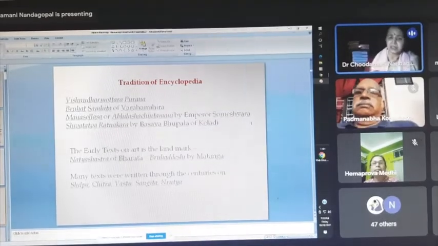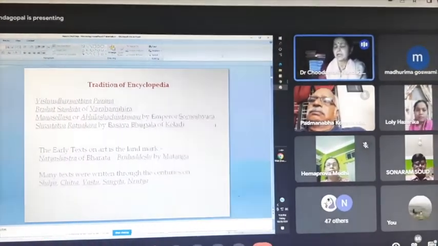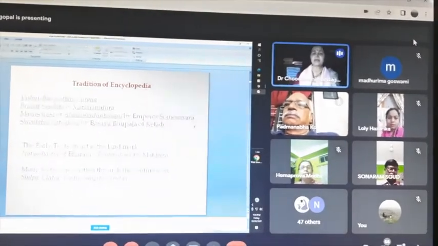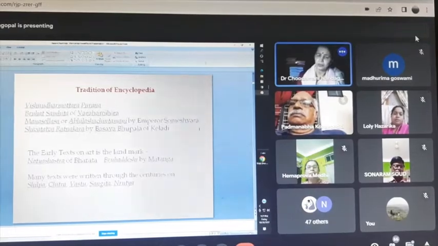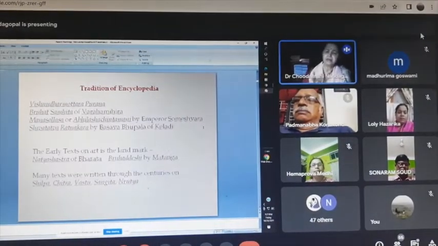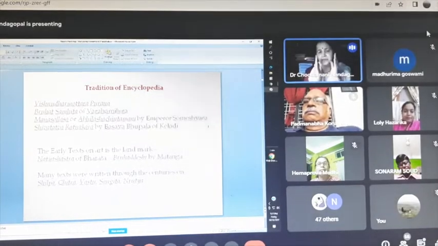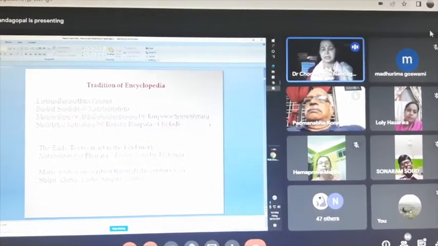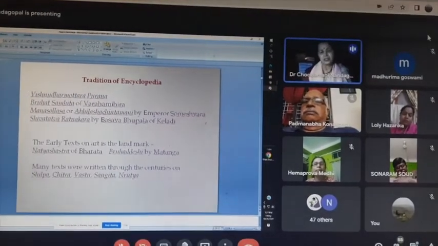Then the Shivatattva Ratnakara is much later, 18th century, by Basava Bhupala of Keladi, who again compiled chapters and created another encyclopedia. So this is very important throughout India. These four encyclopedic works you can refer to, as reference sources.